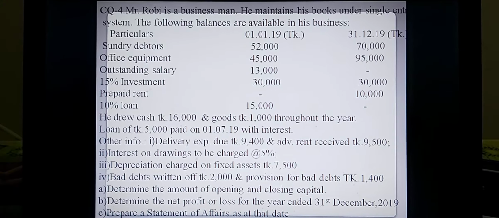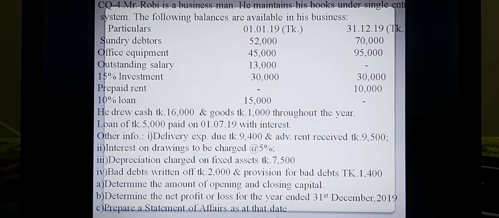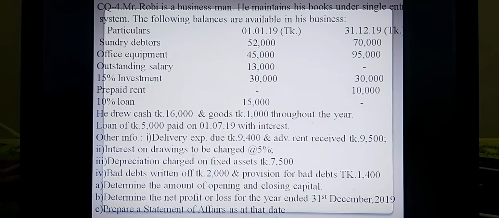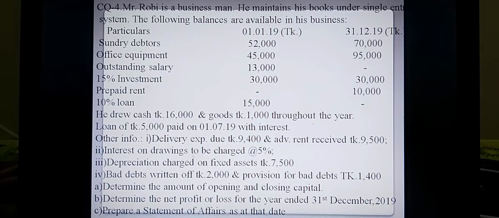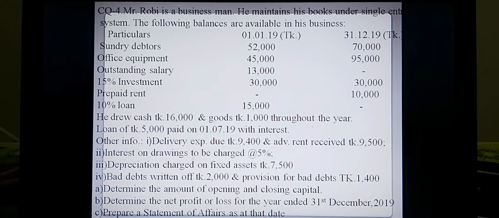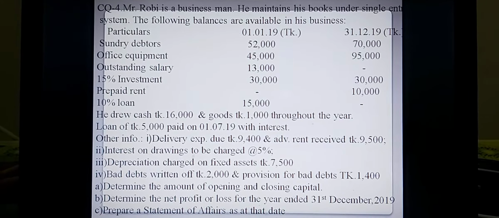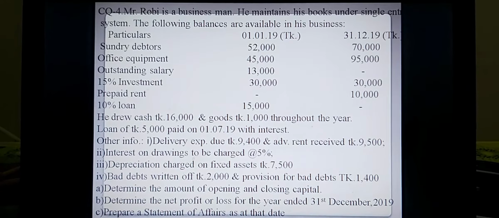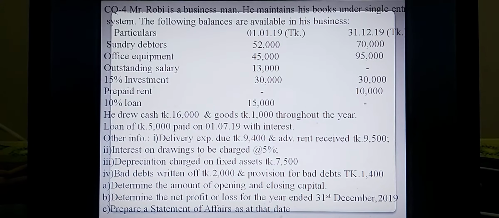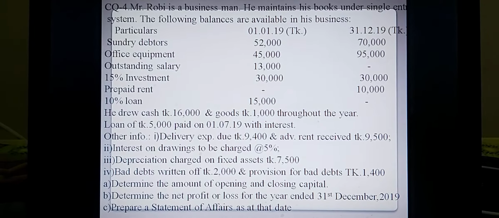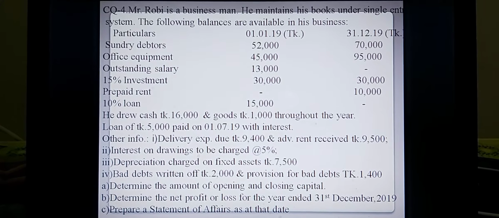Requirement A, determine the amount of opening and closing capital. Requirement B, determine the net profit or loss for the year ended 31st December 2019. Requirement C, prepare a statement of affairs as at that date. Dear students, this is the new creative question for you. I think you will solve this question.